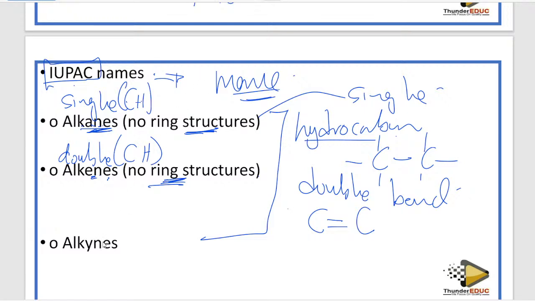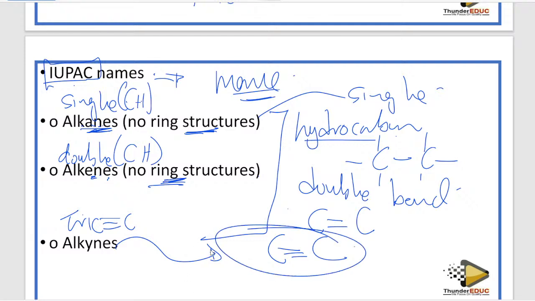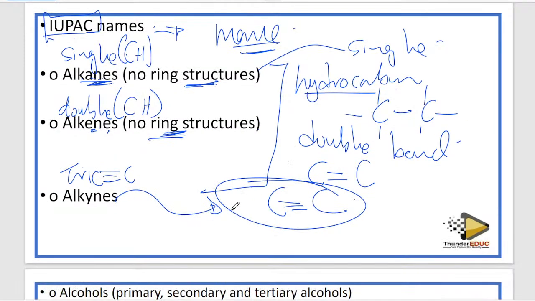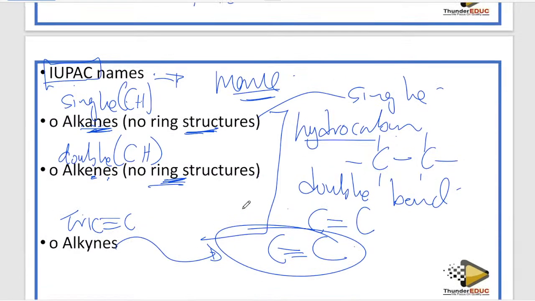Then we go to alkynes. If you are a scientist, you are always observing. If alkane is single bond, alkene is double bond, what about alkynes? Definitely it's going to be a triple bond. So this means something which has a triple bond. It means that I will see 3 bonds in there. So this alkyne means a compound which has a triple bond. That's what it means. So we're going to look at these molecules in detail.